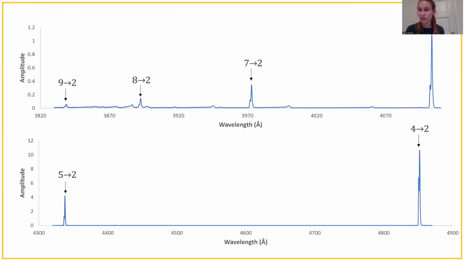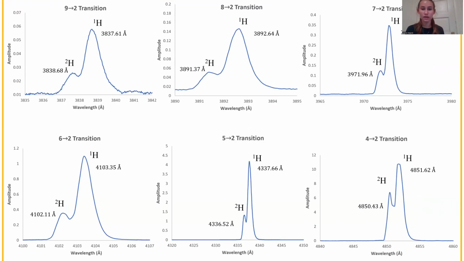So this is our obtained line emission spectrum. We can see that this is evidence for the quantization of energy because we have these distinct lines for each energy level transition, and the energy level transitions are labeled. When we zoom in on each of these transitions, we can see that there's actually two peaks, one corresponding to each isotope, the hydrogen and the deuterium.